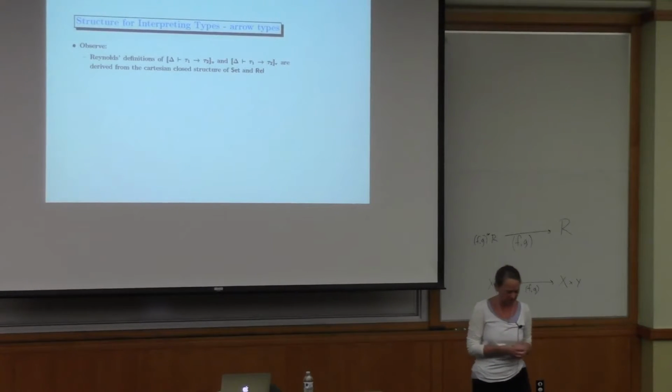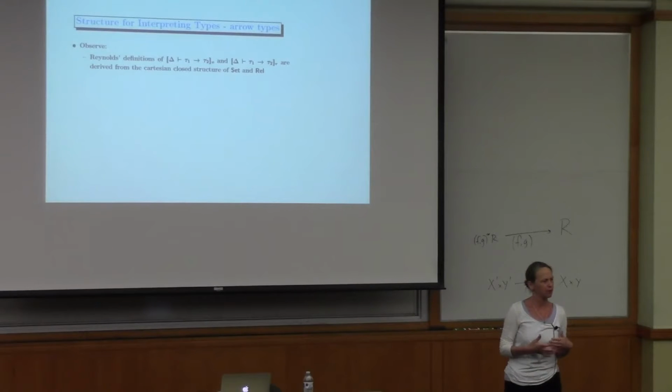To do that, I have to set up sufficient structure to be able to interpret my arrow types in system F and my for all types in system F. Okay, variables are easy.